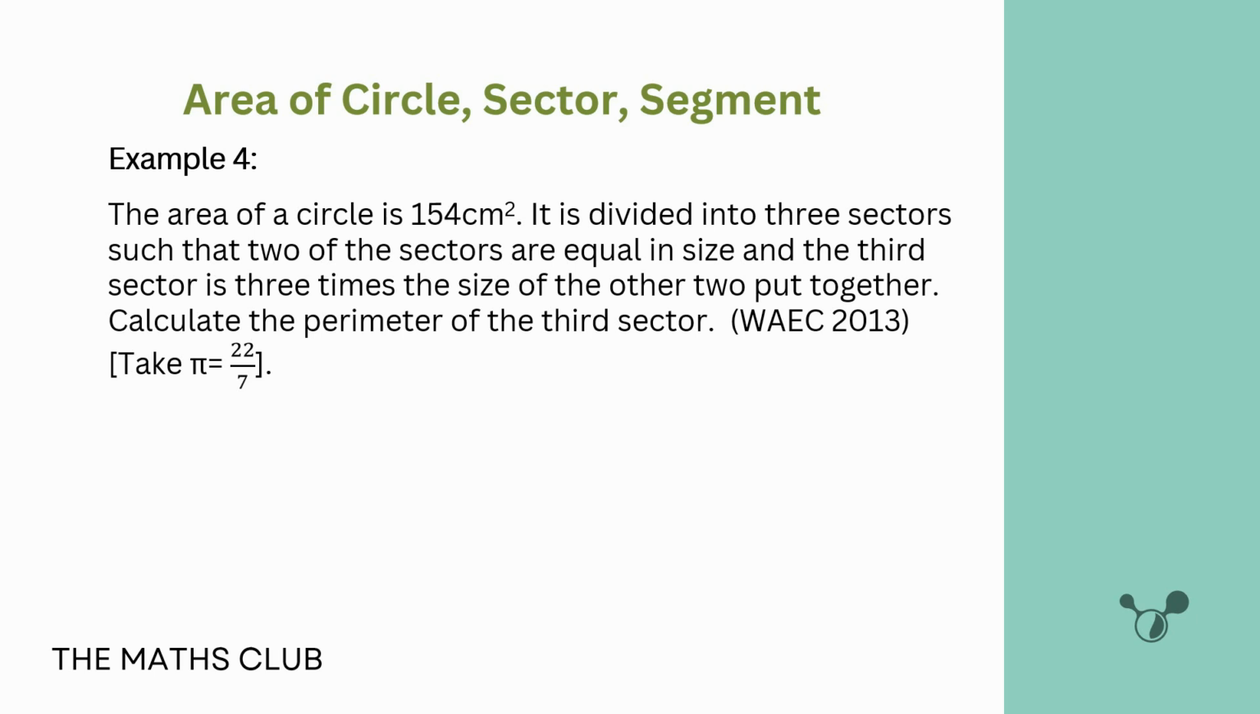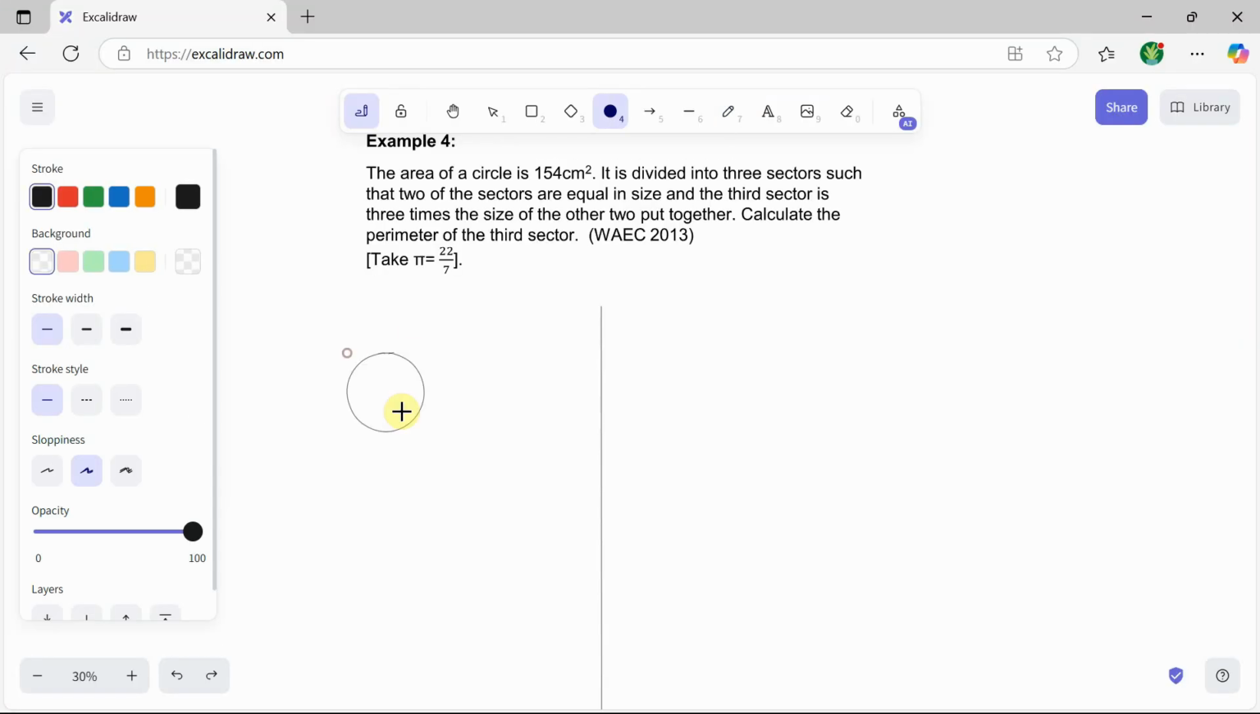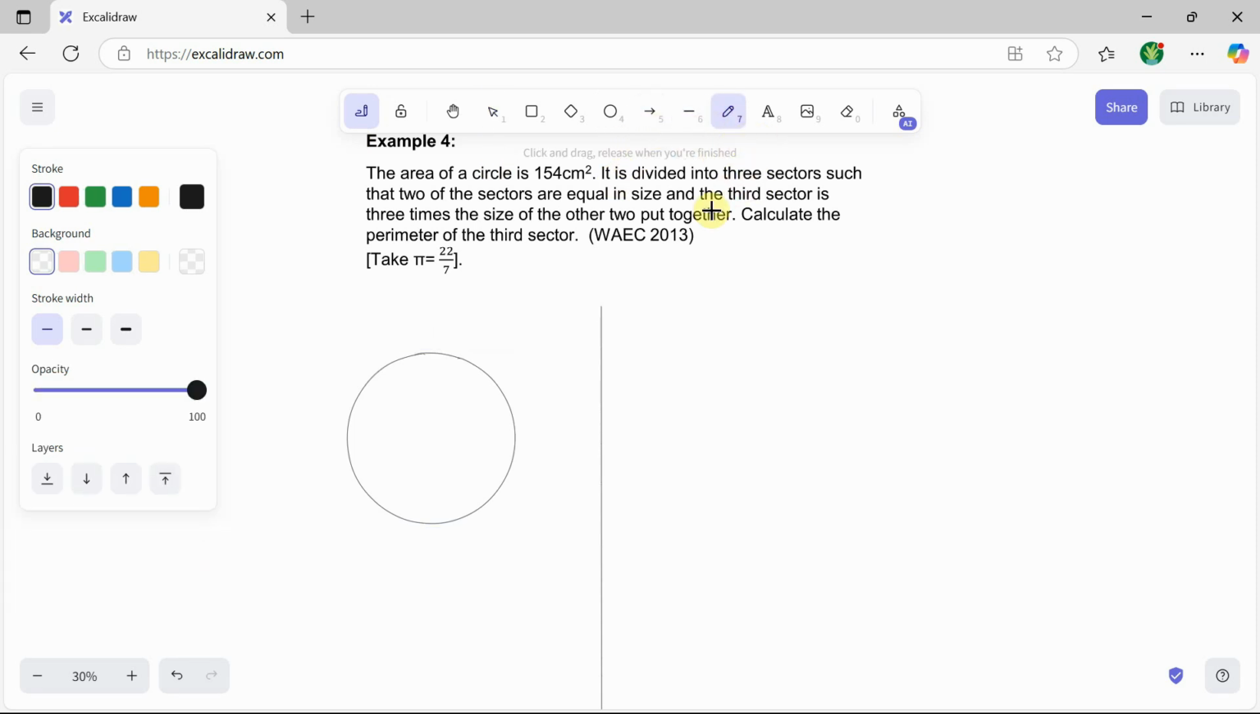I want you to pause the video and try this out yourself. Welcome back. Let's get it together. So imagine this as a circle, and we're told that it is divided into 3 sectors. So that will be something like this: 1, 2, and 3. Right? So 1, 2, 3. It now says that 2 of the sectors are equal in size. So let's say this is x, this will be x because they're equal in size, and the third is 3 times the size of the other 2.